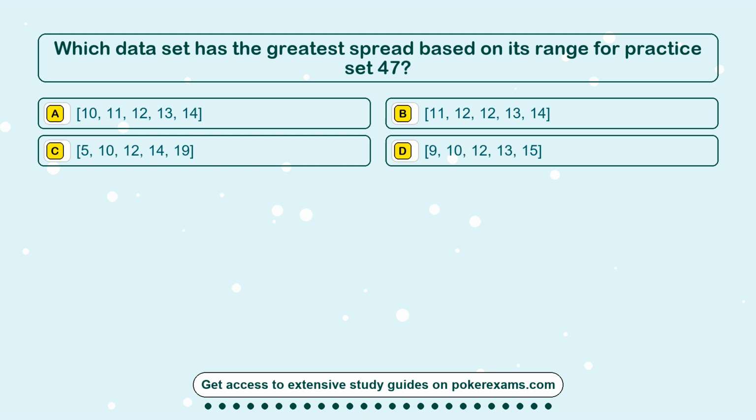Question 21. Which data set has the greatest spread based on its range for practice set 47? Option A 10, 11, 12, 13, 14. Option B 11, 12, 12, 13, 14. Option C 5, 10, 12, 14, 19. Option D 9, 10, 12, 13, 15.